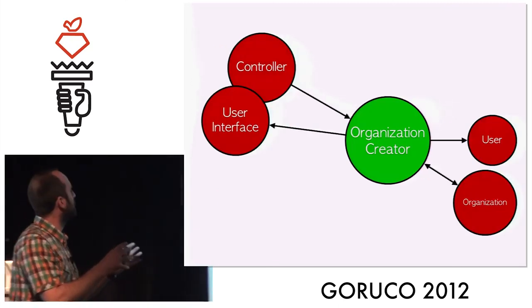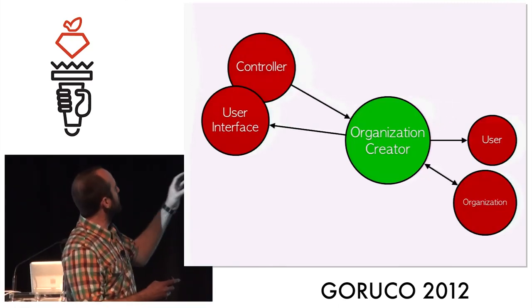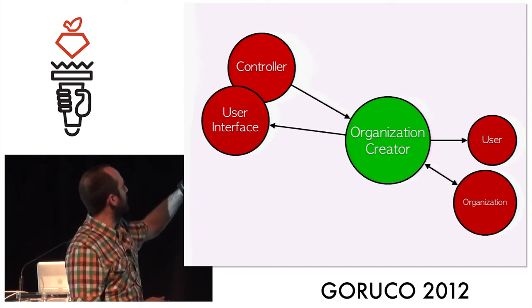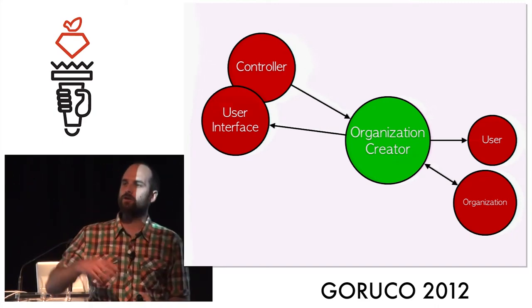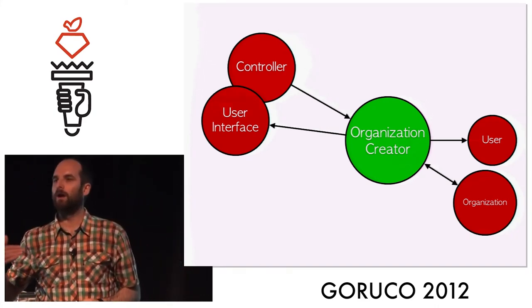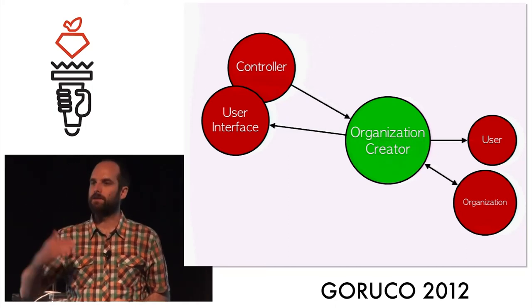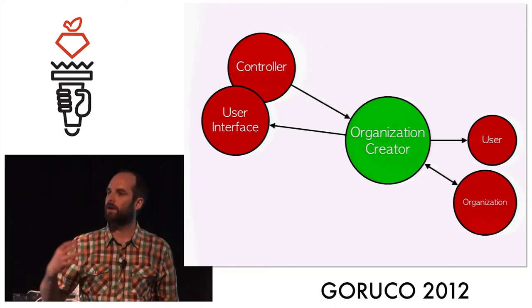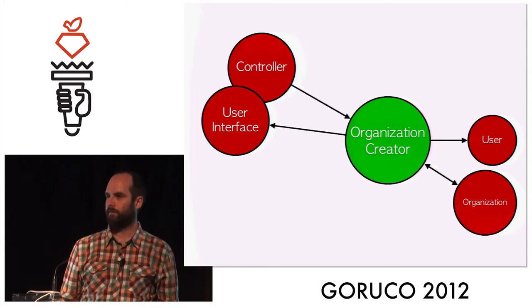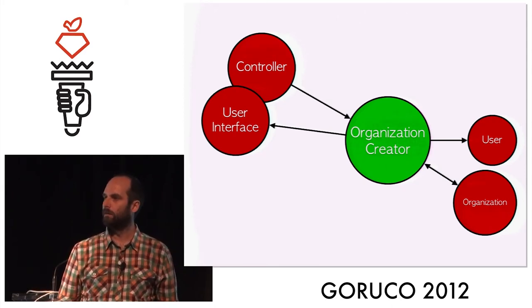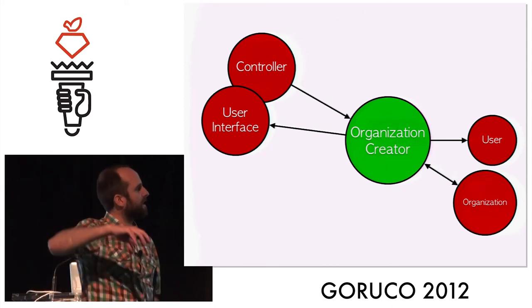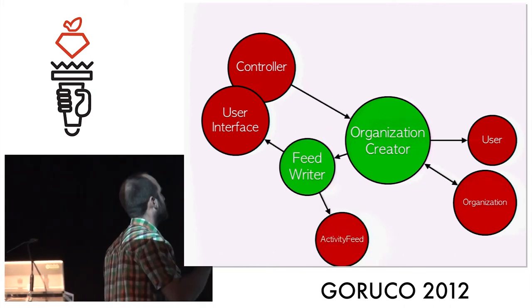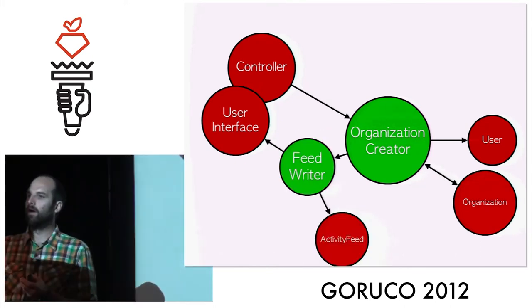So what we did, we built an organization creator that sat between the controller and effectively the controller, those two event handler methods, that interface, is effectively the controller playing the role of a user interface, right? So the organization creator calls back to the user interface, and then we can plug in other objects.